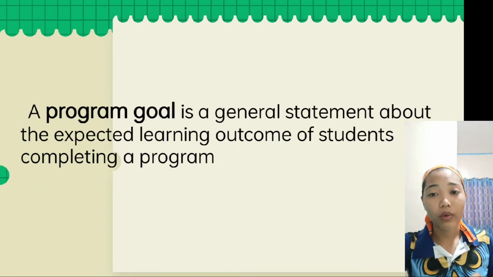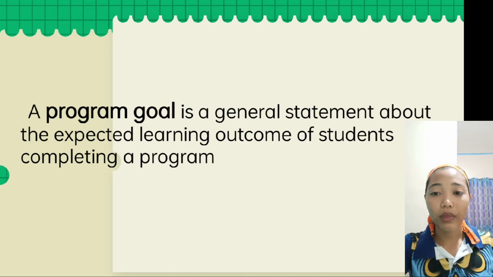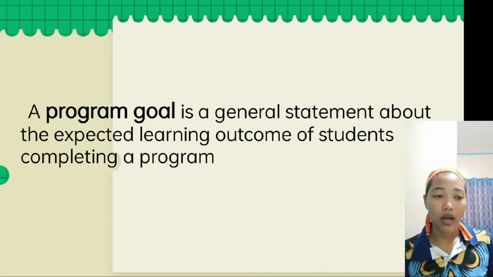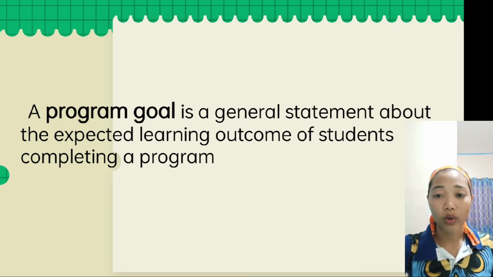Next, we have program goal. What is this program goal? It's a general statement about the expected learning outcome of students completing a program. So this program goal is a set of goals of that institution for the student to learn and for the teacher to teach, by following the curriculum of that school. So that is program goal.